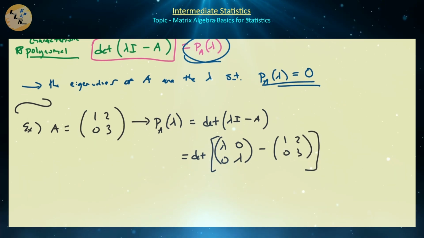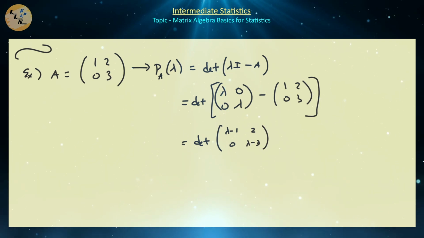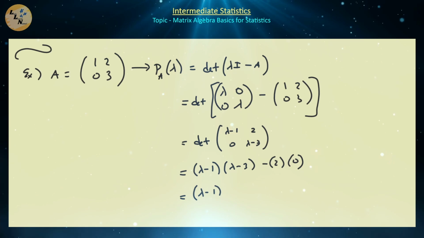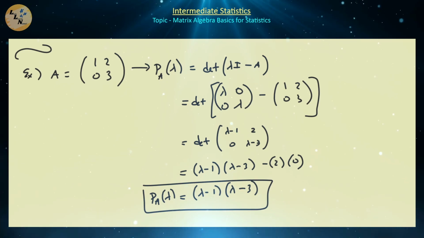So the determinant of this matrix is just going to be equal to the determinant of lambda minus 1, 2, 0, lambda minus 3. So that's just going to be equal to lambda minus 1 times lambda minus 3 minus 2 times 0, which is just going to be equal to lambda minus 1 times lambda minus 3. You can expand that if you really want to, but I'm going to keep it in factored form.